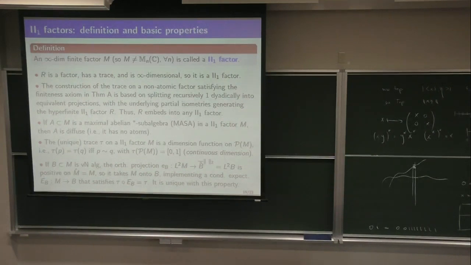So now, of course, the unique trace in a II1 factor is a dimension function on the projections of M. We even called it dimension. By that I mean it's a functional which satisfies that the dimension of P is equal to the dimension of Q if and only if P and Q are equivalent. Also, I should have said that tau of P is less than tau of Q if and only if P is majorized by Q. And the range is [0,1], the whole interval. So you have this fascinating phenomenon of so-called continuous dimension.